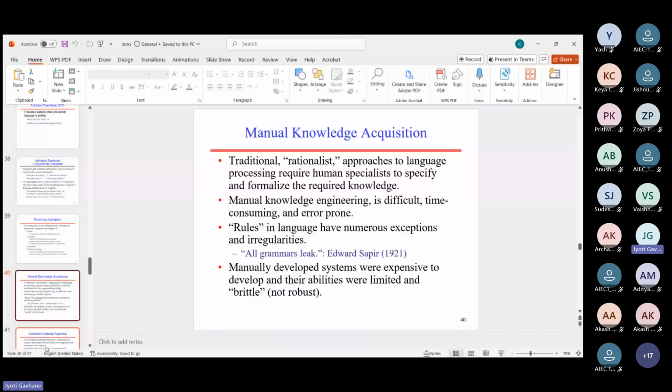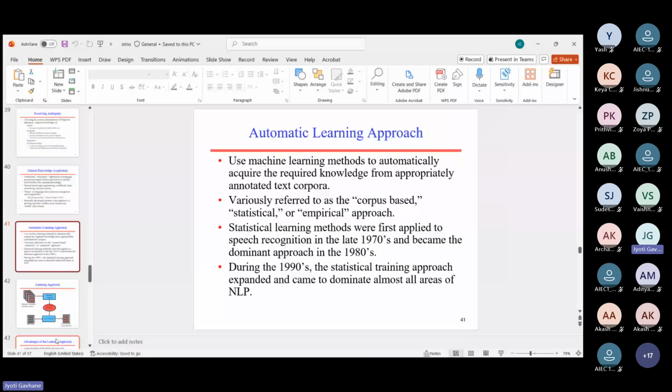Now automatic learning approach uses machine learning methods to automatically acquire the required knowledge from appropriately annotated text corpora, variously referred to as the corpus-based, statistical or empirical approach. Statistical learning methods were first applied to speech recognition in 1970s and became the dominant approach in 80s. During the 1990s, the statistical training approach expanded and came to dominate almost all areas of NLP. So these are some of the examples.